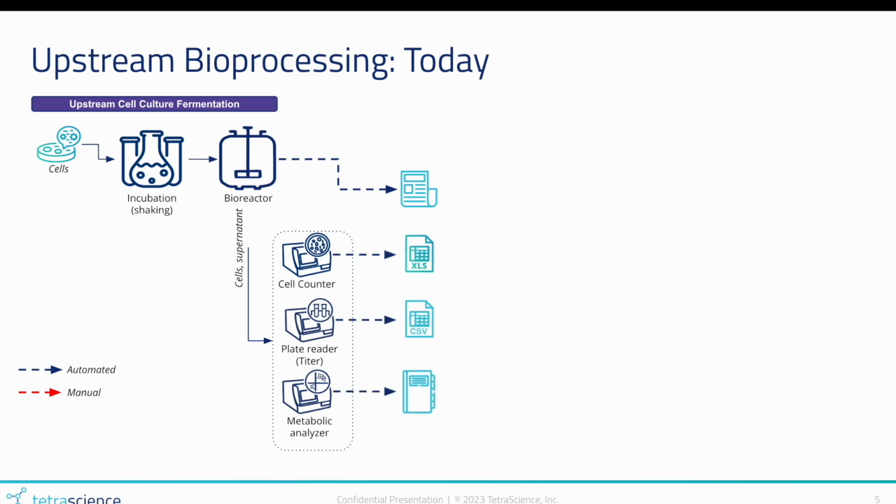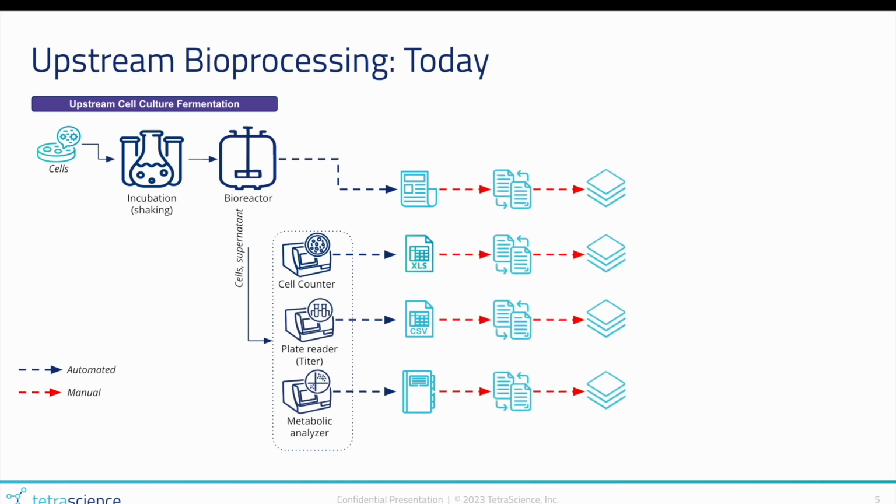Each of these different instruments, as well as the bioreactor, generates a data output. Oftentimes these are exported manually from the instrument. The data then typically needs to be transformed, often with Excel manually, into a format that's more usable for the endpoint of the experiment.